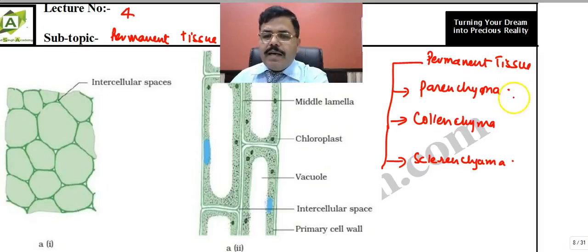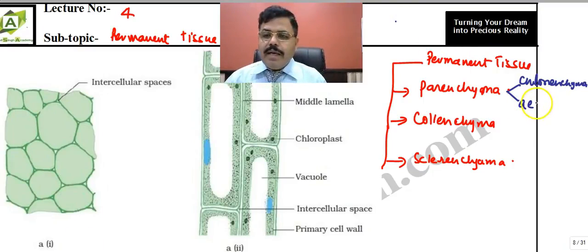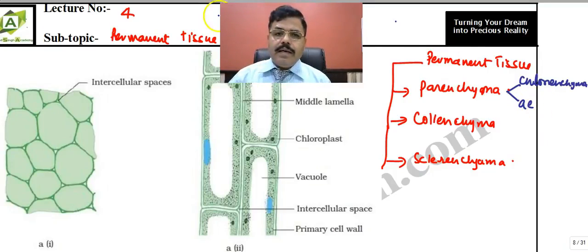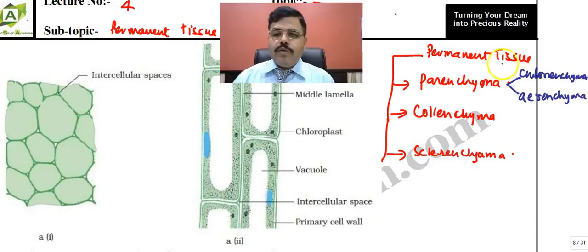ठीक है? So parenchyma, parenchyma में भी basically हम दो बातें पढ़ेंगे इसके अंदर, कि एक होता है chlorenchyma, and the next one is aerenchyma. तो इस तरह से permanent tissue जो है उसमें कई तरह के ये जो tissue होता है.